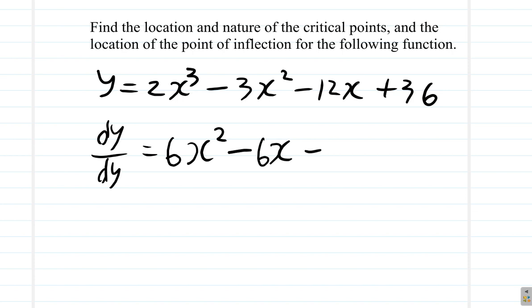Minus 12x. This is really x to the 1. So when you multiply the power, 1, by 12, you get back 12, x to the whole power minus 1. 1 minus 1 is 0. So what you get is really 12x to the 0. But x to the 0 is 1. So it's like 12 times 1.